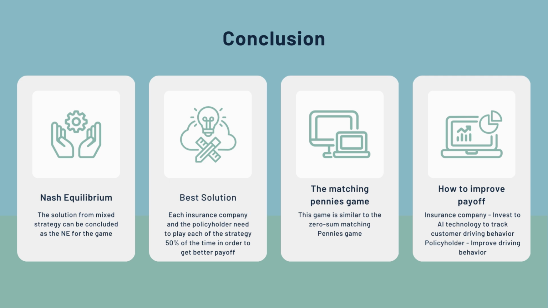If the insurance company invests in this kind of technology, they will be able to improve their decision on whether the policyholder is high risk or low risk. As for the policyholder, what they can do is very simple: improve their driving behavior. When they improve their driving behavior, they can move from high risk to low risk.